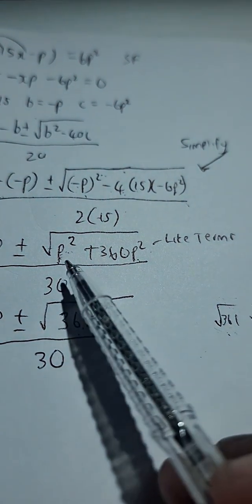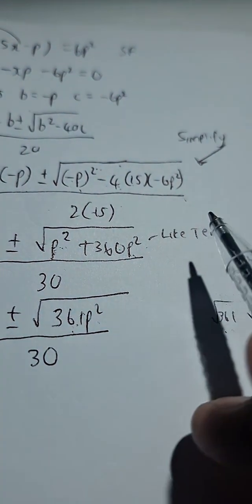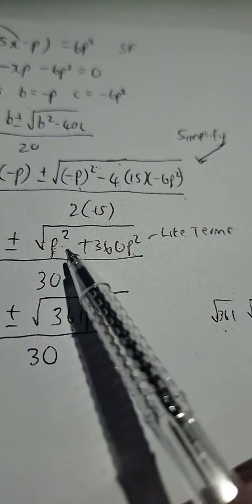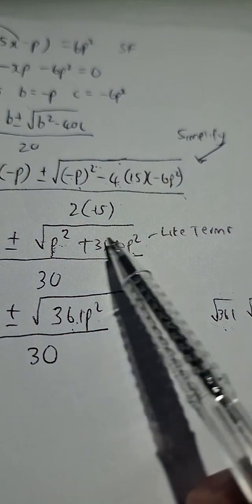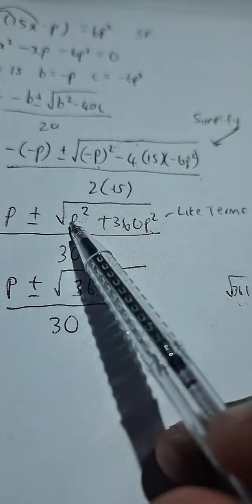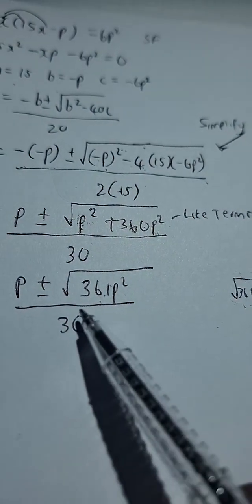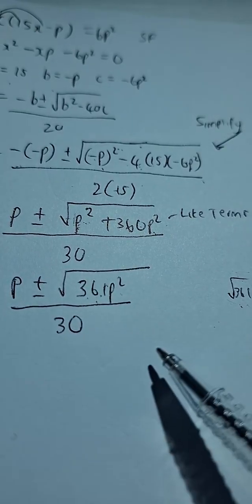Yes, they are. So what is p squared plus 360 p squared? Don't forget like terms now all of a sudden. When you are adding like terms, you keep the variable, which is p squared. You add the coefficient. This is 1 plus 360. What's 1 plus 360? The coefficient is going to be 361.